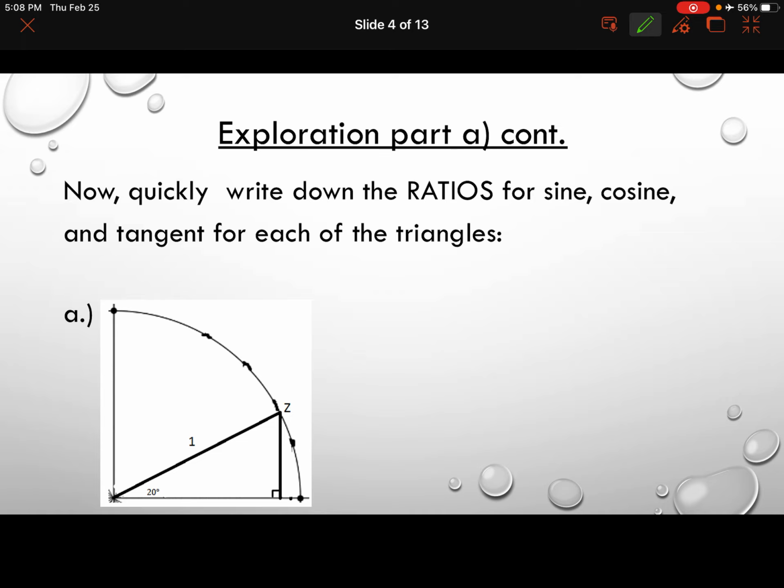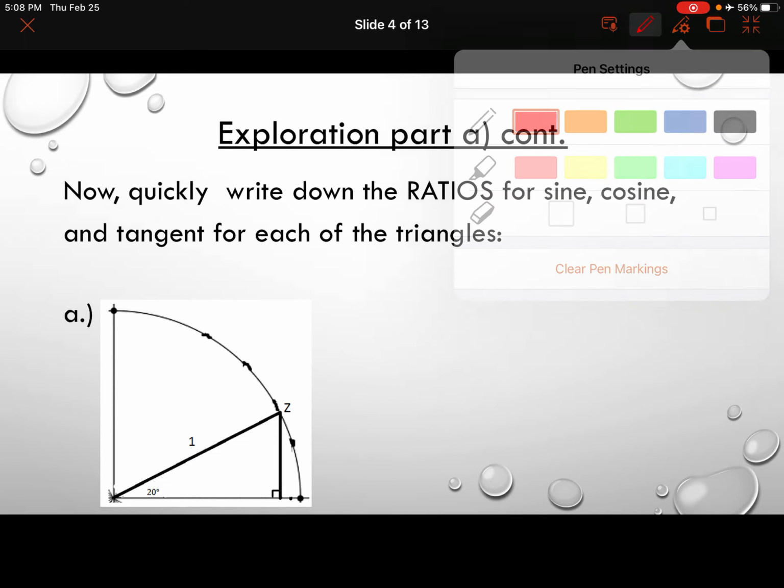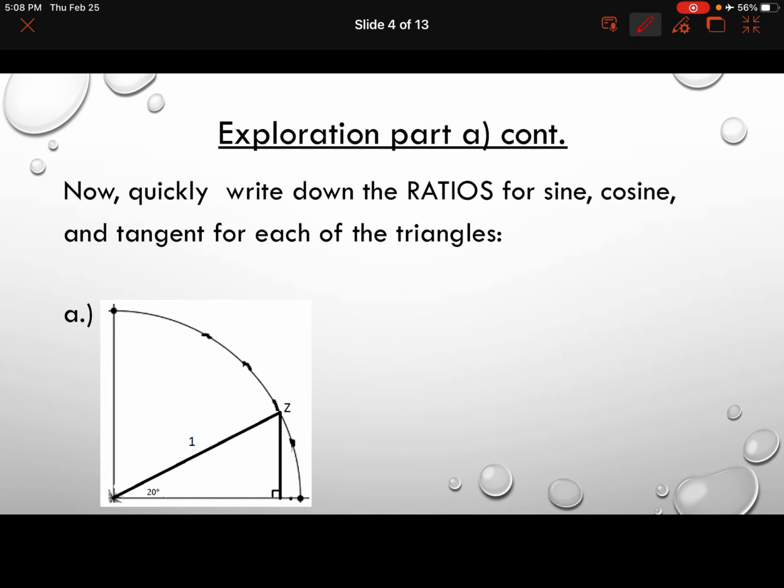So what I mean is, what did we get? We got 0.940, and then 0.342. So this was hypotenuse, this was opposite. Nope, that was adjacent. This was adjacent, and this was opposite.